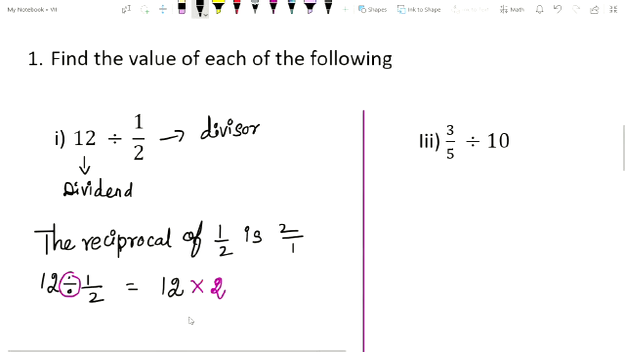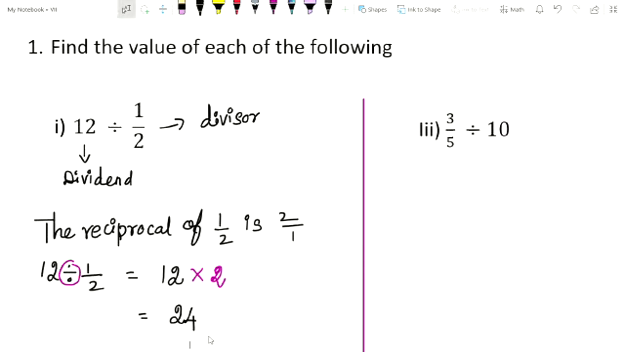Okay, children? So now what is the answer, children? 2 by 1 means 2 only. That's why I have written 2. Okay, children? So 12 into 2, you get 24. So what is the answer, children?